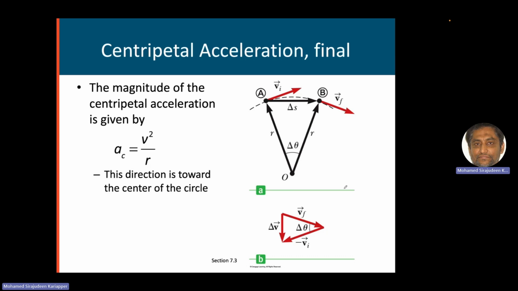And then we go to the next slide and we say, okay, I know the magnitude of that acceleration. We call it AC, C for the centripetal. And the magnitude of the centripetal acceleration is given by this expression, speed squared divided by the radius of that circle. So here we need to remember two things. There is something called centripetal acceleration, because the direction of the velocity is changing, and the direction of the centripetal acceleration is toward the center of the circle, and the magnitude of the centripetal acceleration is speed squared divided by the radius of the circle.